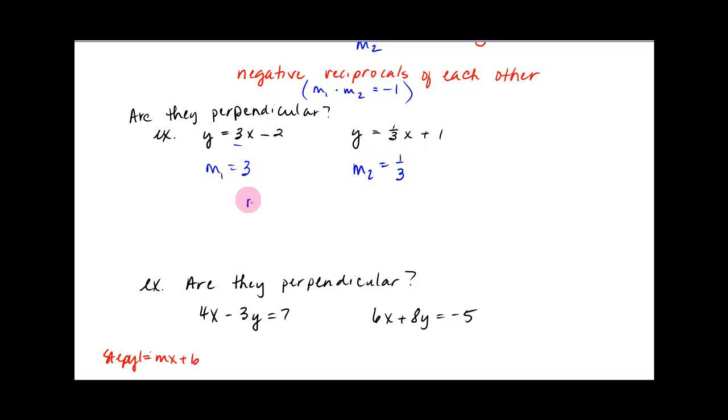Well, if I multiply m1 times m2, do I get -1? No, because 3 times 1/3 is +1. In other words, 3 and 1/3 are reciprocals, but they are not negative reciprocals. So they're not perpendicular. Okay, let's try again.